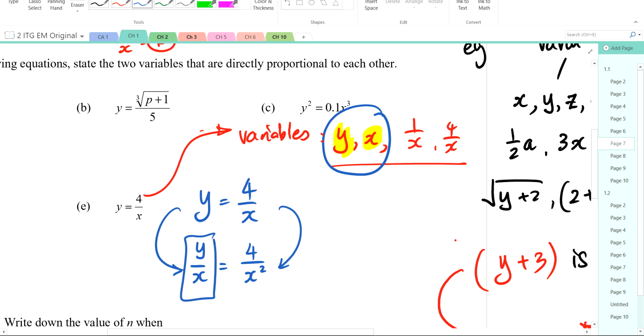But on the other side, is it a constant? It is still a variable. So are they directly proportional? No, they are not. So y and x are not directly proportional. Okay, so we cannot have them.